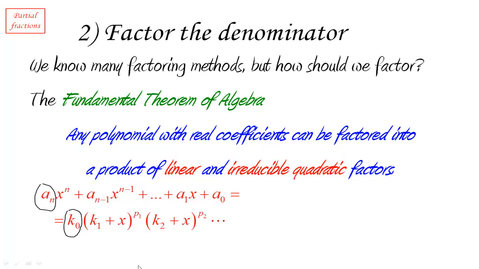Then there are going to be some factors which are linear, each one of them raised possibly to some exponents, and then some other factors which are irreducible quadratics, which means if I apply the quadratic formula to each one of those quadratic expressions, I get no solutions. That's what irreducible means. So again, this theorem tells us that it's always possible to do that, no matter what polynomial you start from.